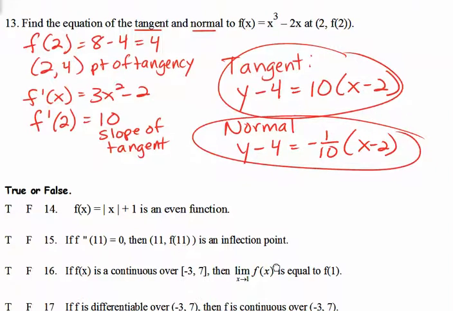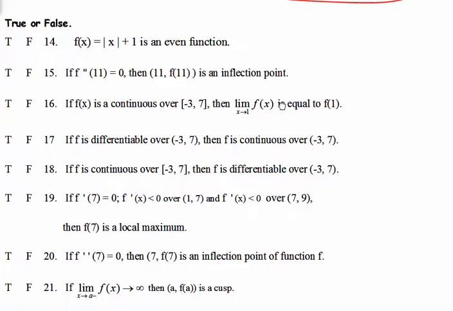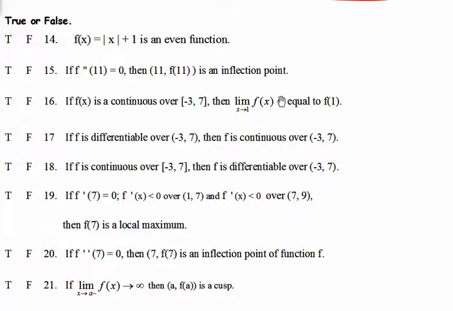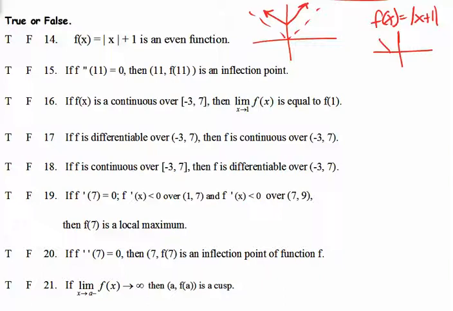All right, some true-false. Make sure you're looking for the counterexamples. One counterexample makes it false, of course. All right, f of x equals absolute value of x plus 1. Well, we know absolute value is an even function, so moving it up 1 unit is still an even function. Now, notice that if we had put that 1 inside the parenthesis, that would shift it over off of the axis. So this would not be even, but a vertical shift is even, so that would be true.